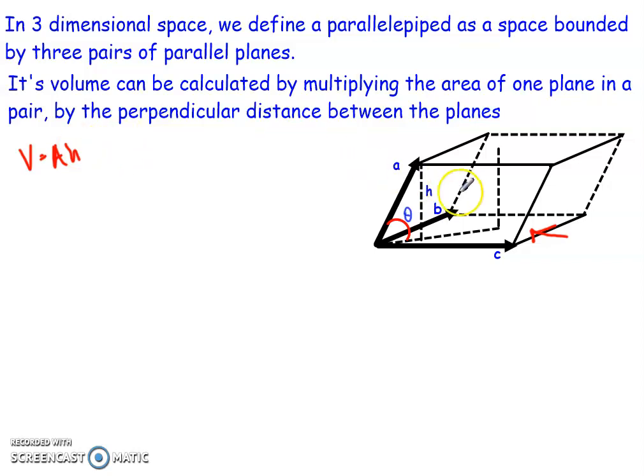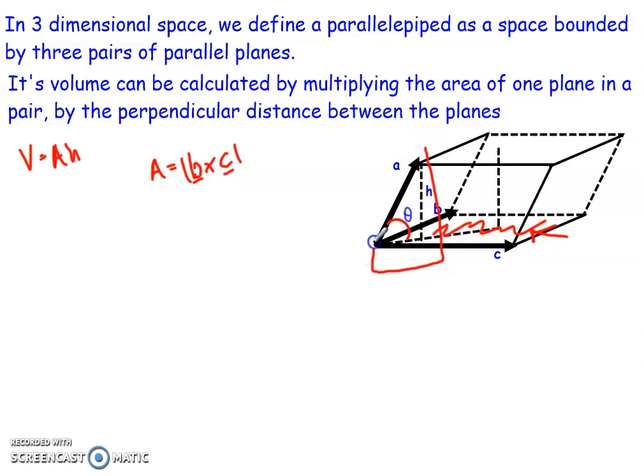Now, this base here in this shape is defined using the B and the C vectors. So in order to calculate the area of the shape, what we can do is take the cross product, the vector product of B and C, and then take the magnitude of that. So that will give us the size of this plane here on the bottom. What we then have to do is multiply that by the height.